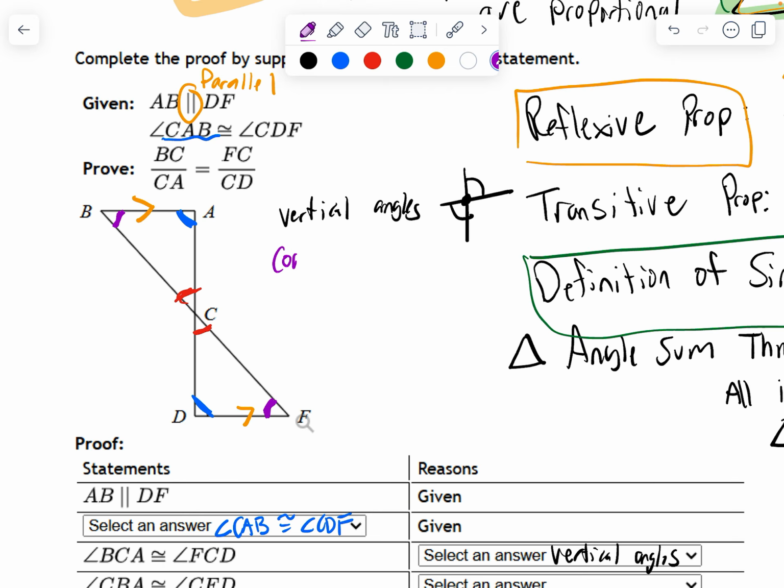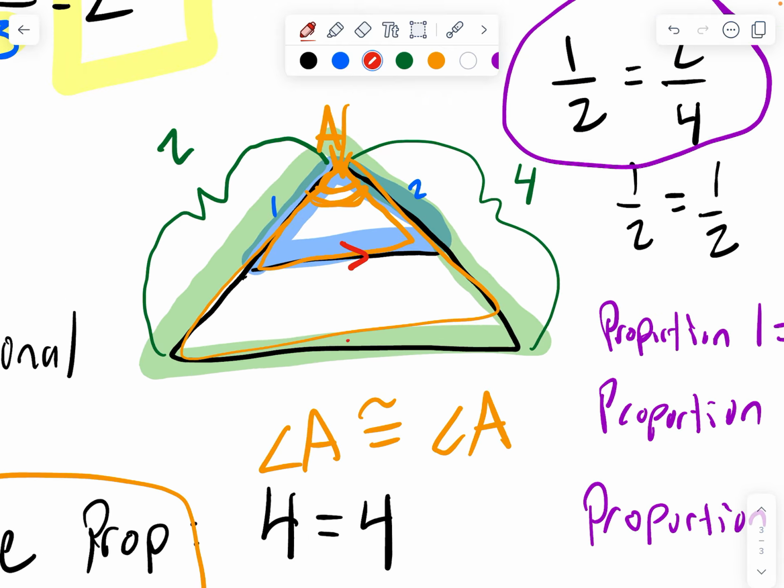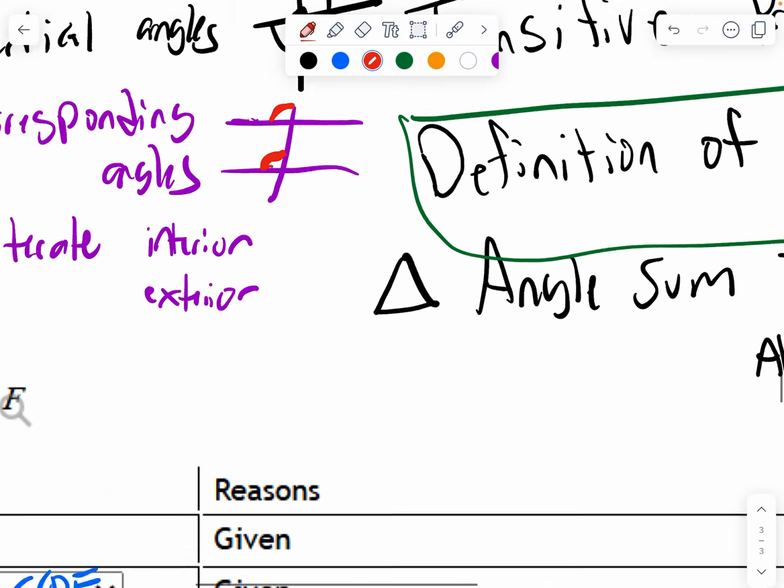So we have corresponding angles. You have alternate interior and exterior angles. Right? A corresponding angle essentially says that if I have a transversal cutting two parallel lines, that top left and top left would be congruent. That is a corresponding angle. So if we knew these were parallel, you would have corresponding angles there. So that would be a use for corresponding.